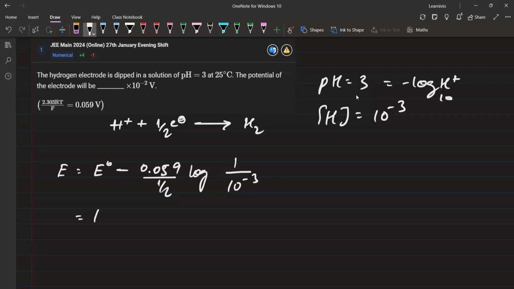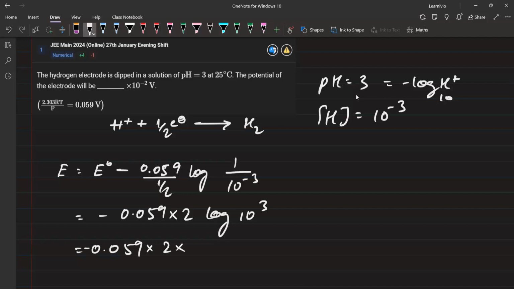Now, E naught is what? 0. So it will be minus 0.059 divided by, not divided by, but rather 1 by 2, it will go above 2 into log of 10 to the power 3. So this will be equal to minus 0.059 into 2 into 3. Once you calculate this, this will come out to be 17.7 into 10 to the power minus 2 in negative. So the correct answer will be 18. So the number that you have to put is 18.